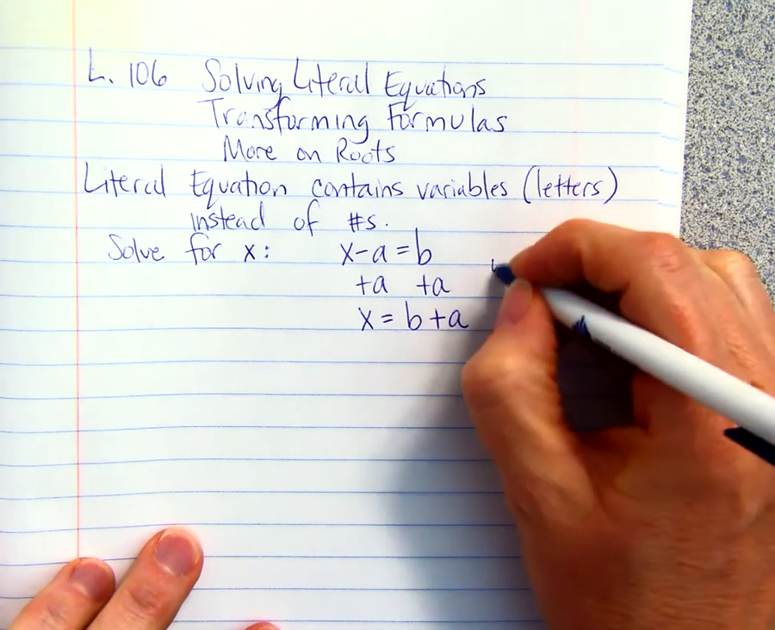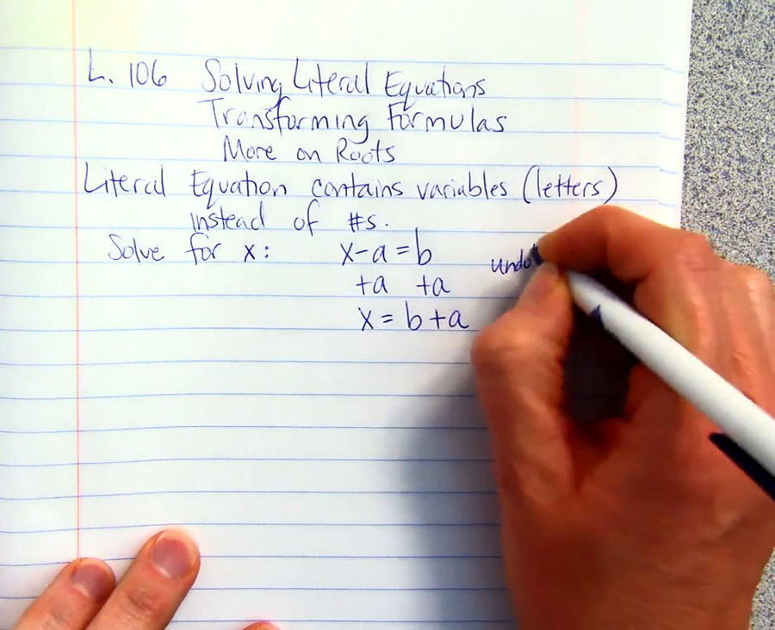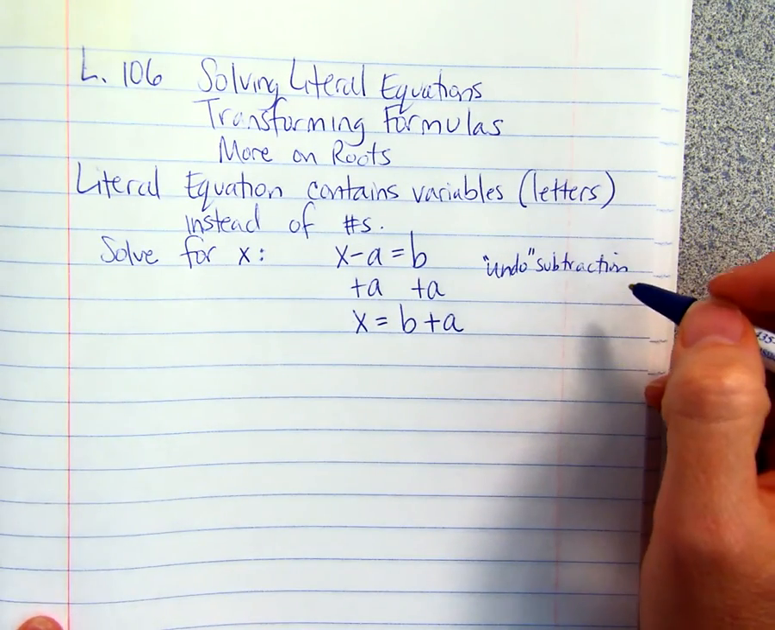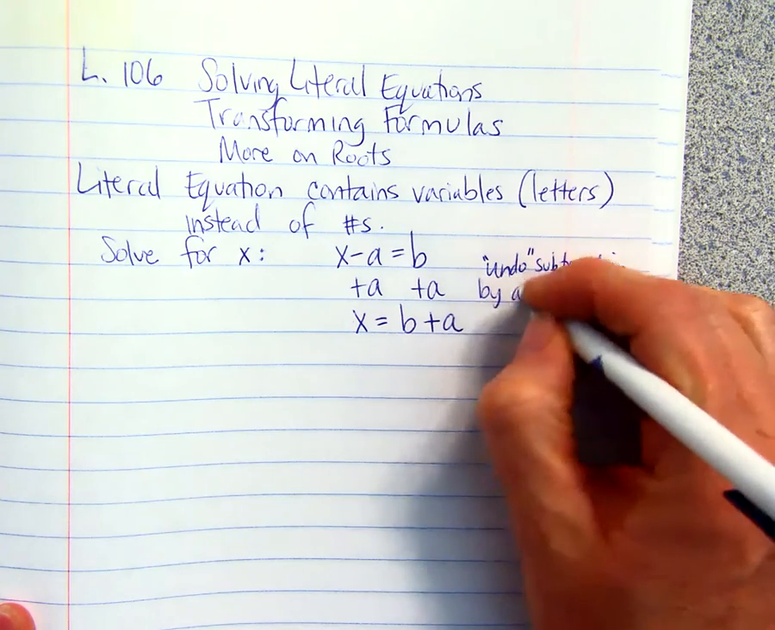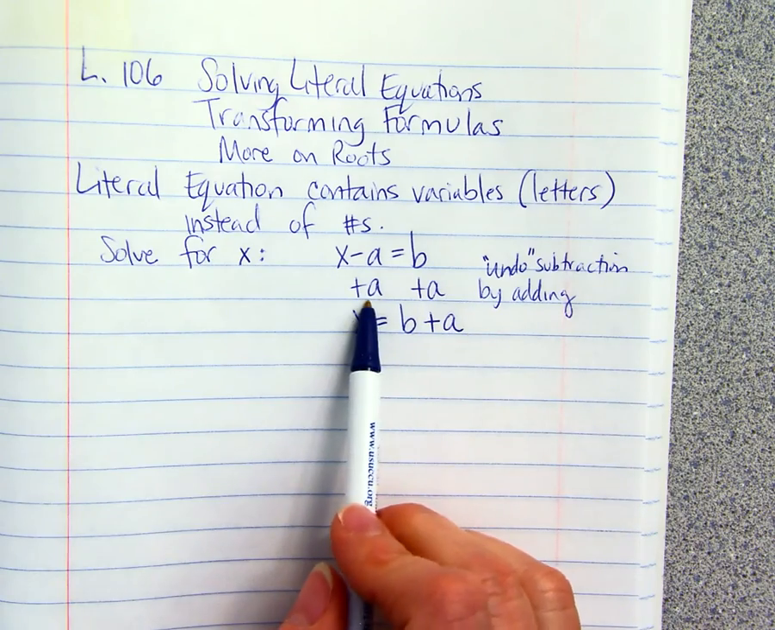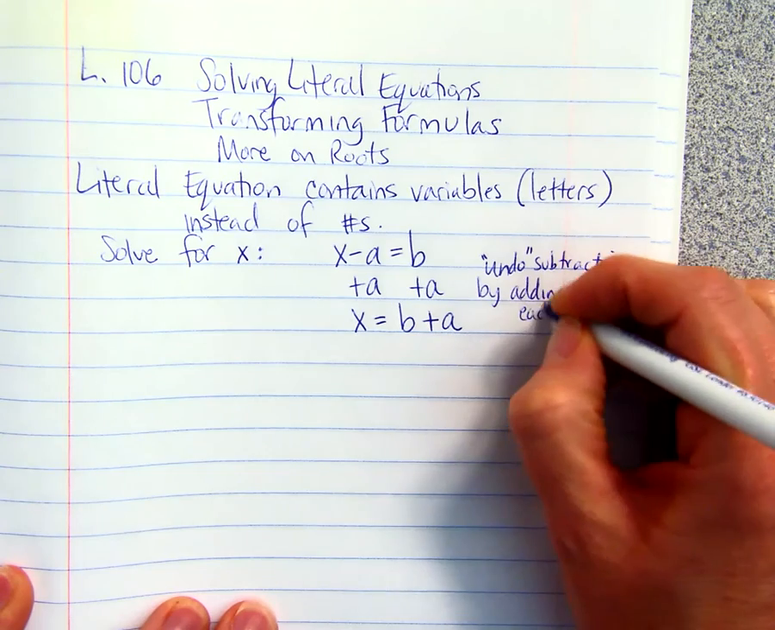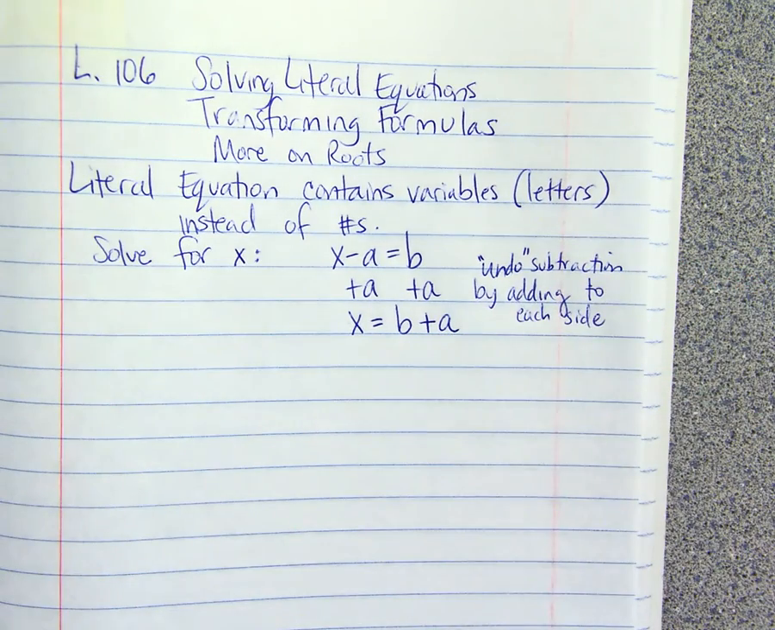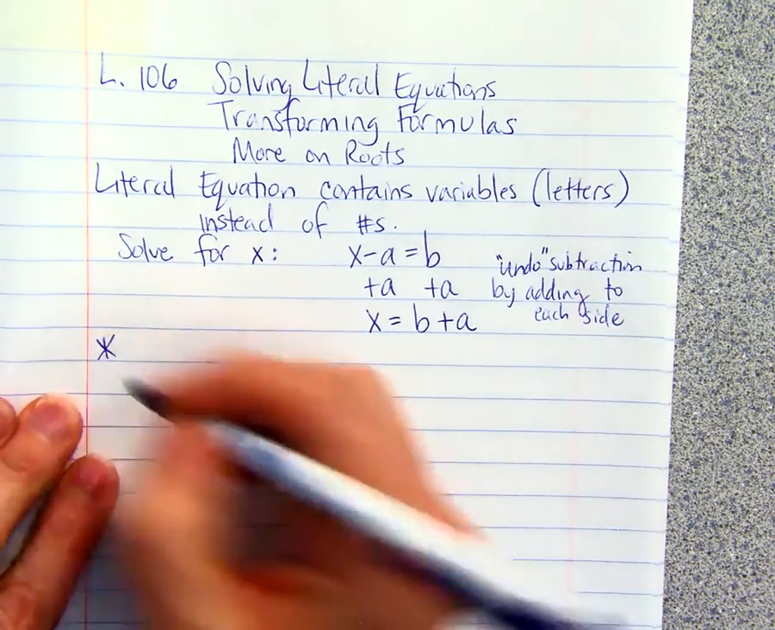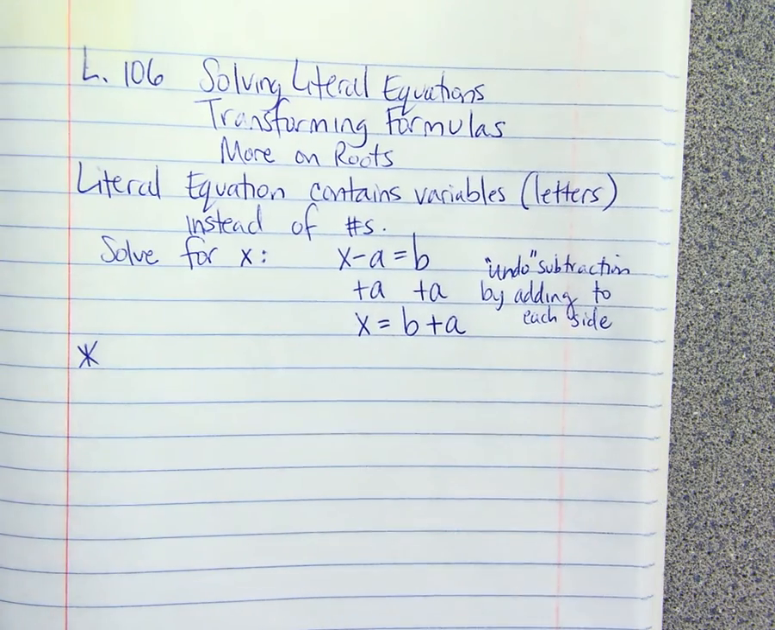If you remember, we want to "undo" subtraction, and I put undo in quotes because we're just doing it by adding. So if you notice, a is subtracted, so we undo it by adding to each side. And each side means each side of the equal sign. We only add it once to both sides. So changing a formula means solving it for different variables.